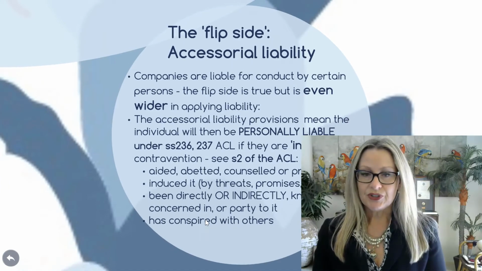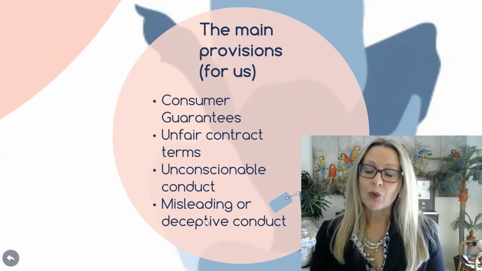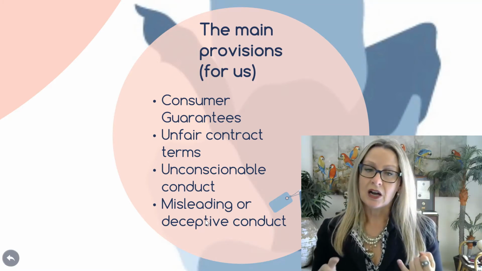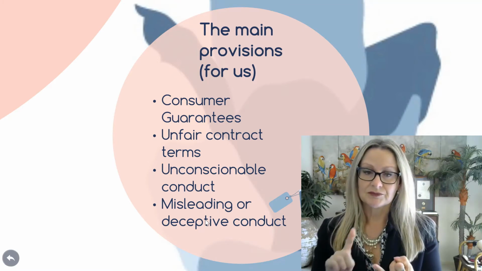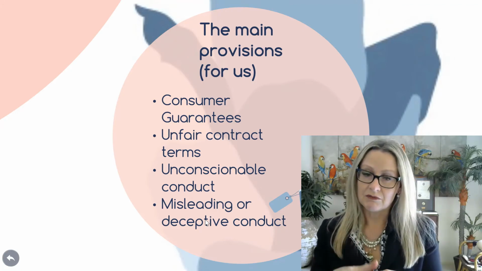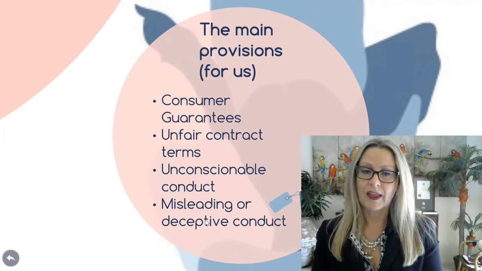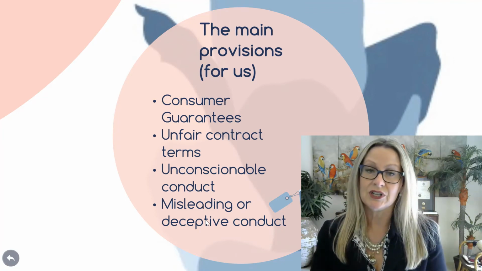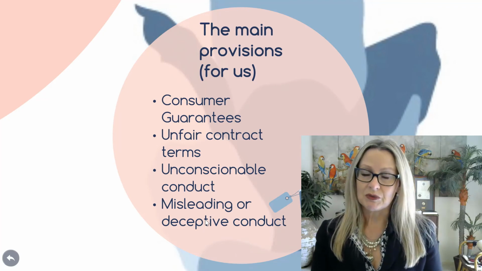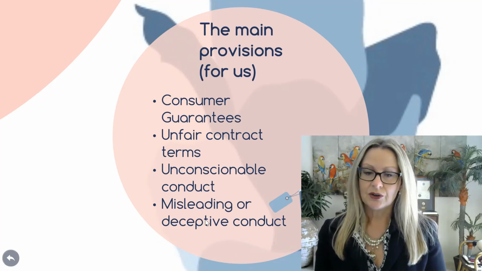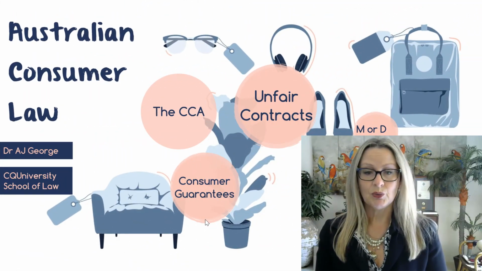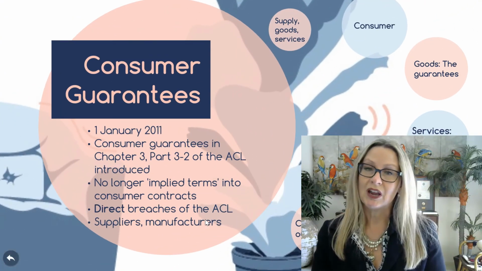The main provisions that we need to know in terms of the Australian consumer law are consumer guarantees, unfair contract terms, unconscionable conduct, and misleading or deceptive conduct. As I said at the very beginning of this video, we'll be covering unconscionable conduct and misleading or deceptive conduct elsewhere. So that means our next video will deal with consumer guarantees.